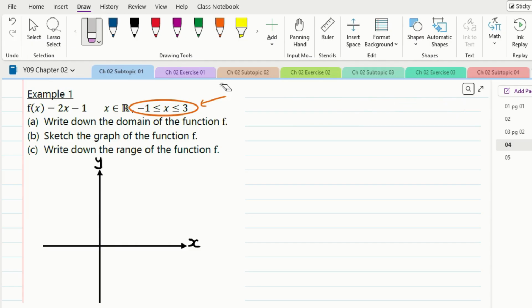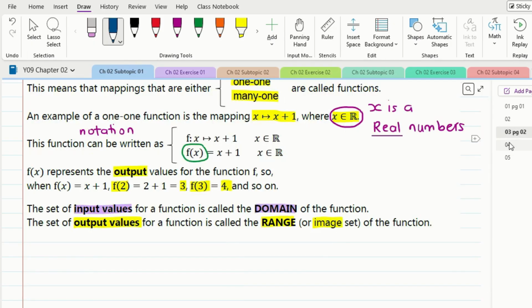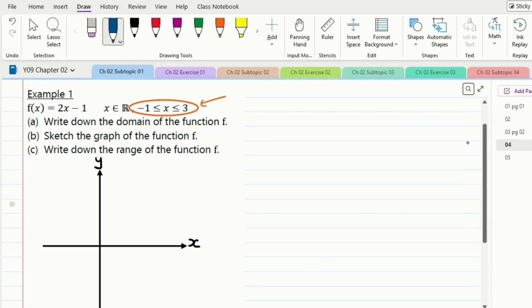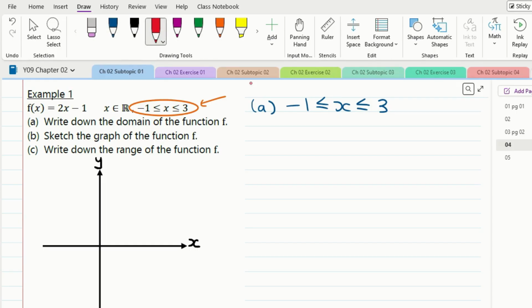So you are actually answering part A, which is the domain of the function. Just to recap, domain is a set of input values. So x are the input values. So the domain of your function f here is -1 less than or equal to x, less than or equal to 3. So in English, x is the values from -1 to 3.